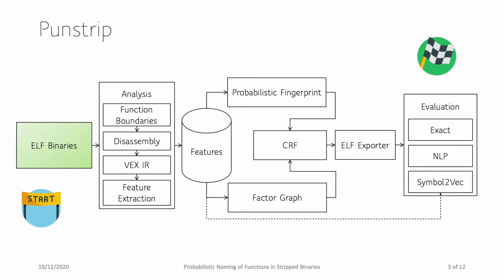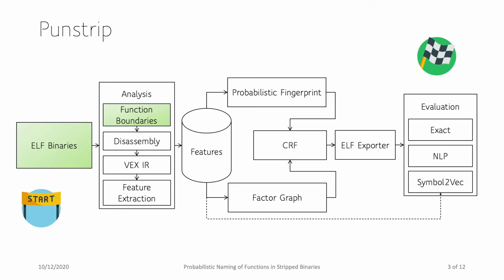In the design of Punstrip, we wanted to build a system that learns how functions and data structures interact with each other. For this, we need a large collection of prior executables with debugging information included, and we use this as our training set. We start with a dataset of ELF binaries that we intend to learn relationships from.